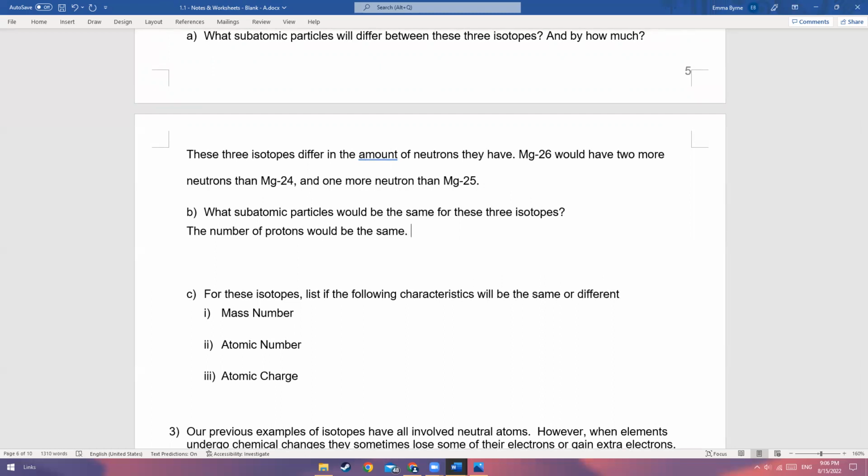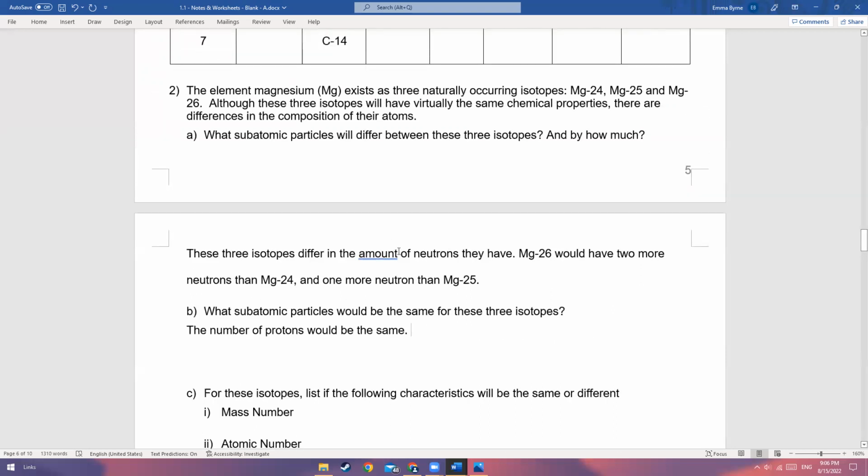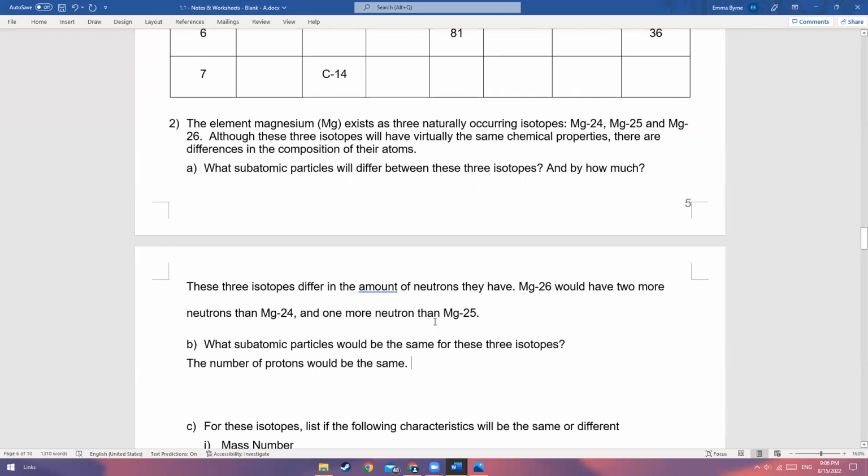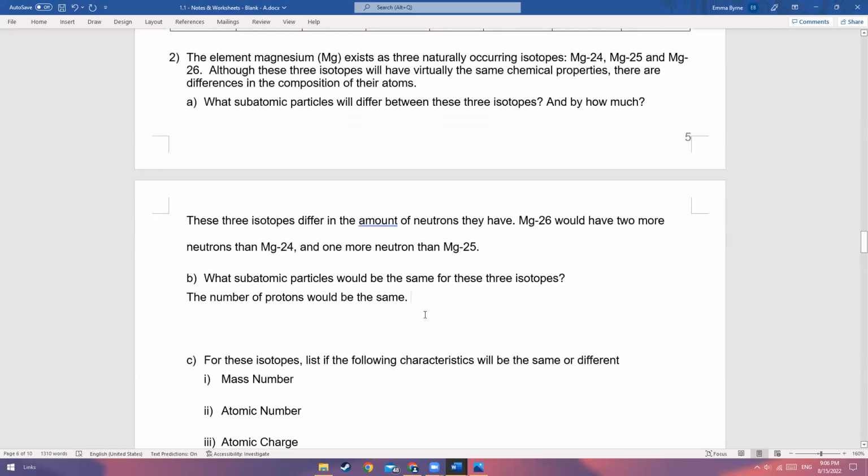And because these are really just differing in the mass, right? The other subatomic particle, electrons, we consider to have 0 mass, right? So usually there's no difference in isotopes amongst the number of electrons that they have. The number of protons and electrons would be the same.